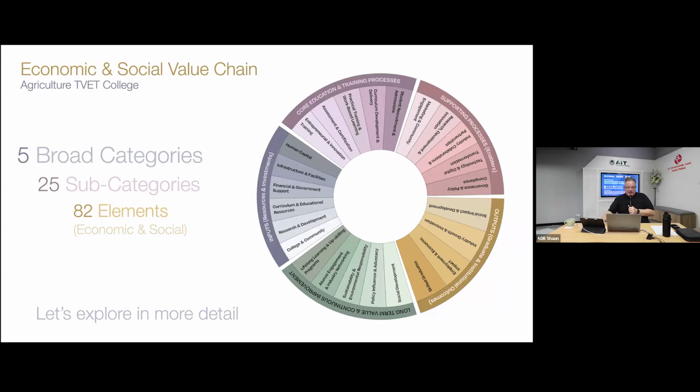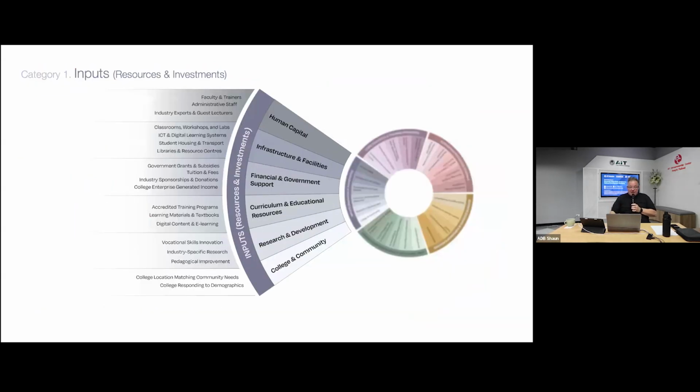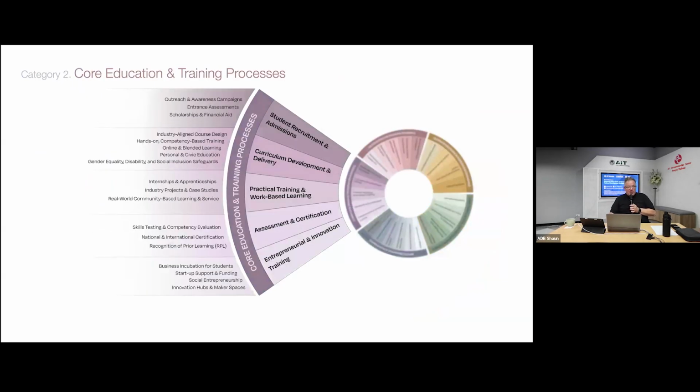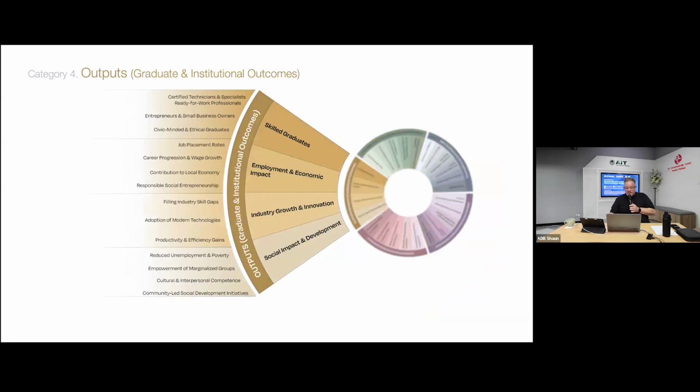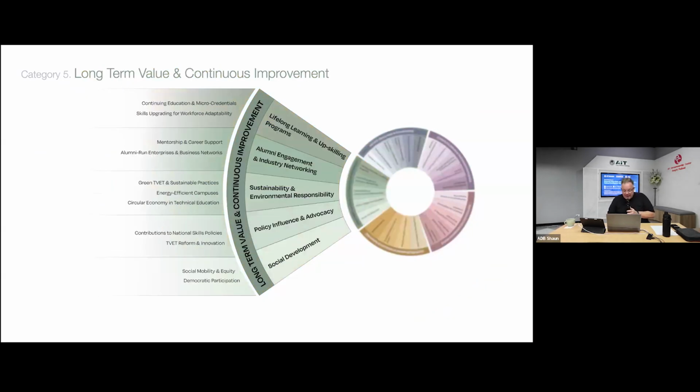We're able to look at these 5 broad categories and 82 elements that are in them. And then we started to map them out in some detail for the colleges that we work with: the inputs, the core education and training processes that we go through, and supporting processes. You can see familiar ideas to those who are in education. Some of the outputs that we expect from the processes of teaching and learning, and the long-term value and continuous improvement that we deliver to some of the stakeholders.